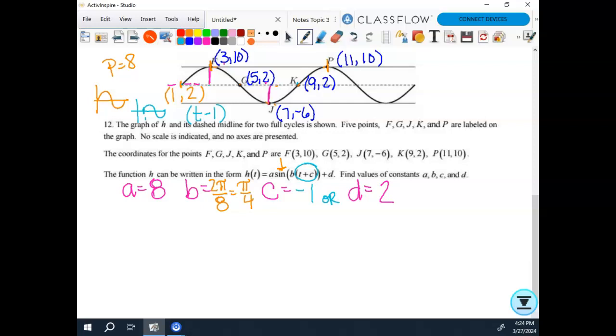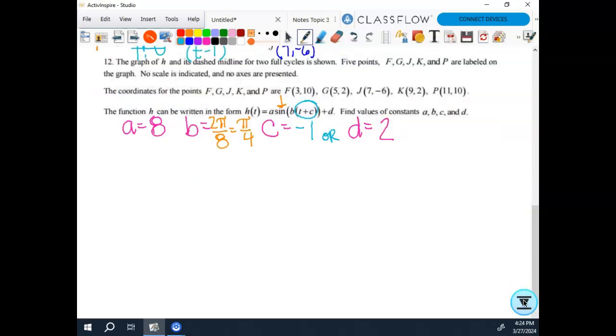Okay, so then I know it doesn't say to, but I need to be able to write an equation from this. So this would be h of t equals a, which is 8, times the sine of b, which is pi fourths, times t minus 1, because remember I'm moving to the right, and then plus 2. And that's how we put it all together.